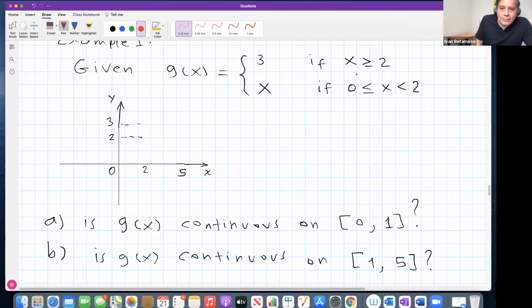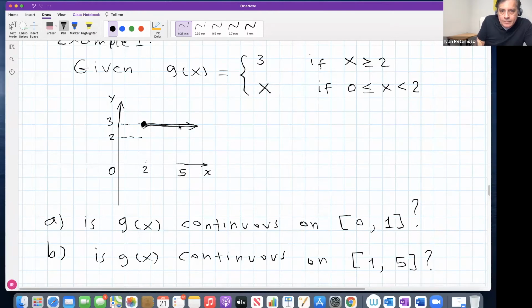3, constant function for x greater or equal than 2. So for this constant function, 3. So 3, up here. 3, right? So 3, constant function, solid circle, notice greater or equal. So this is this part, right? This is this part.